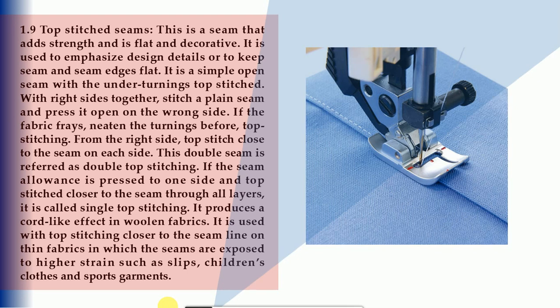If the seam allowance is pressed to one side and top stitched closer to the seam through all layers, it is called single top stitching. It produces a cord-like effect in woolen fabrics. It is used with top stitching closer to the seam line on thin fabrics in which the seams are exposed to higher strain such as slips, children's clothes and sports garments.